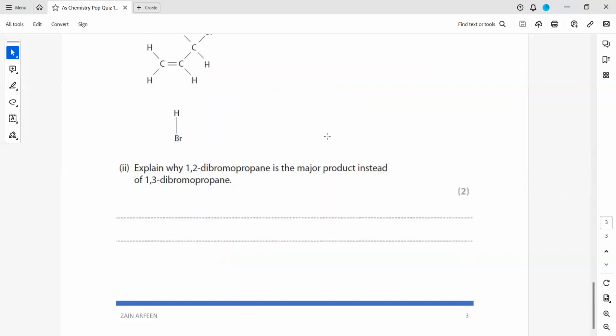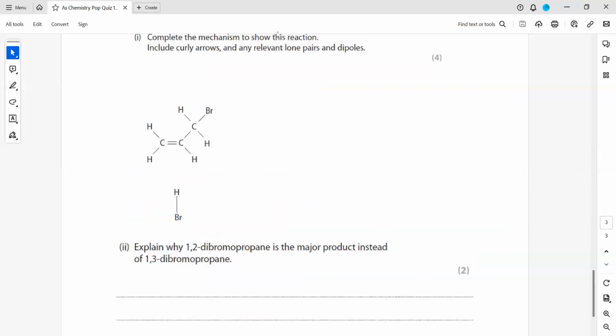Then explain why 1,2-dibromo is a major product instead of 1,3. It is the same reason as for this one. This is also a common question. They ask which is a major product, which is a minor product, and why it happened. What are the two possibilities if we have this structure? So when the double bond breaks, this double bond turns into a single bond.